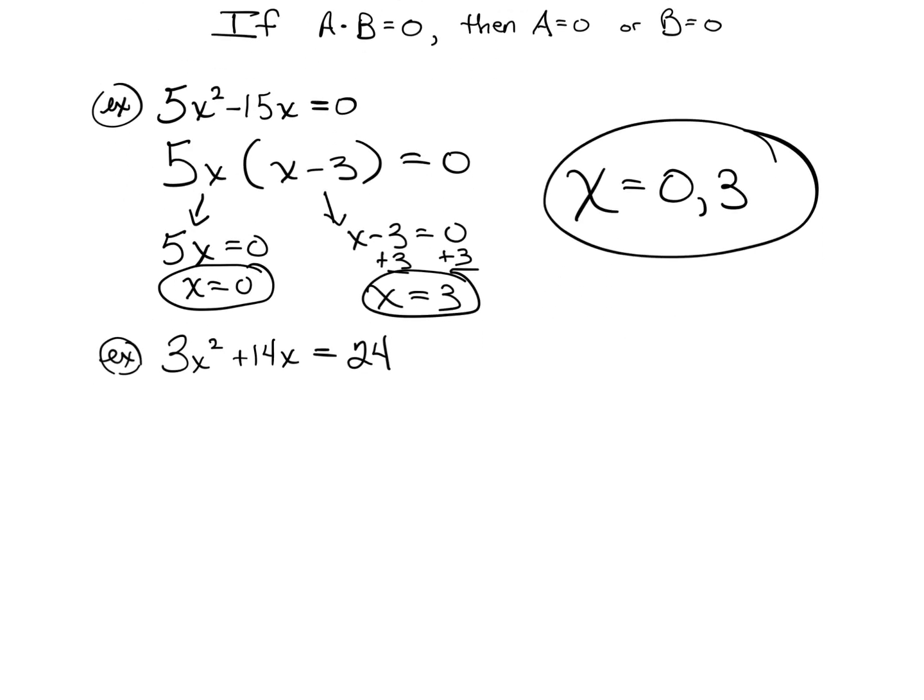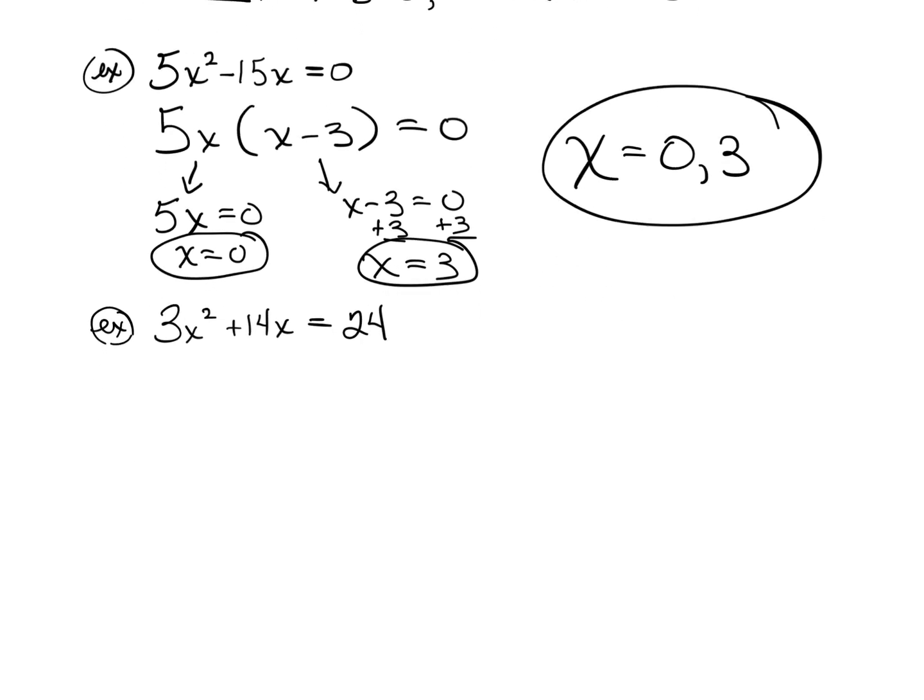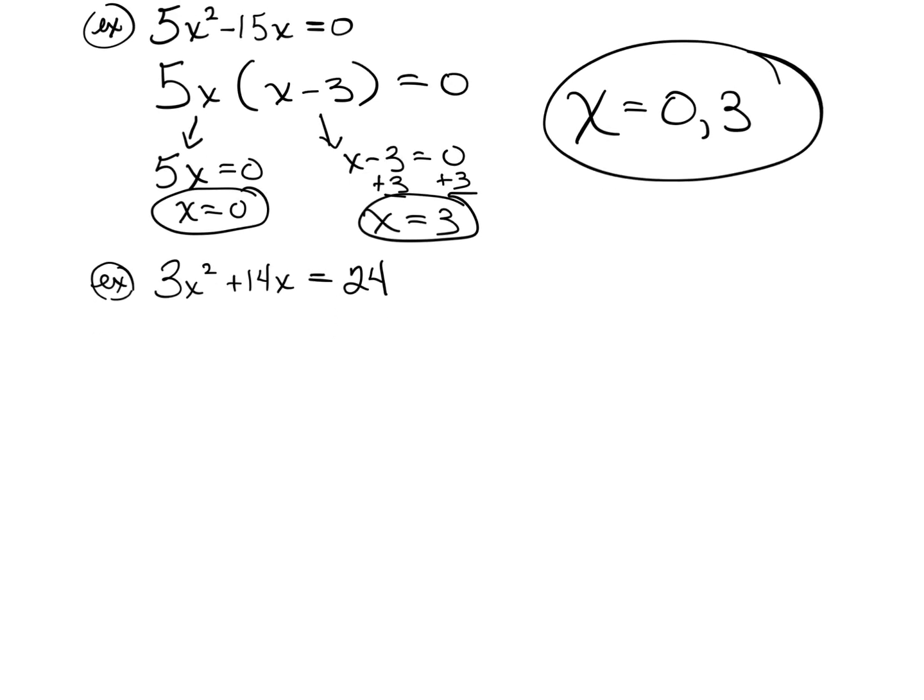Now let's look at one that's a little more difficult. We have 3x squared minus 14x equals 24. Now, like I said, in order to solve by factoring, you want this problem to be set equal to 0. So our first step is we want to take 24 and subtract it over to the other side, right? So if we were to subtract 24 to the other side, we would have 3x squared minus 14x minus 24 equals 0. Okay, so now we have it set equal to 0 and we're ready to factor.